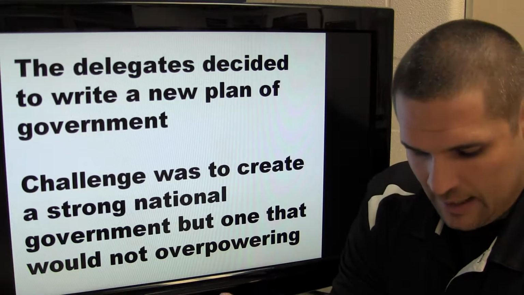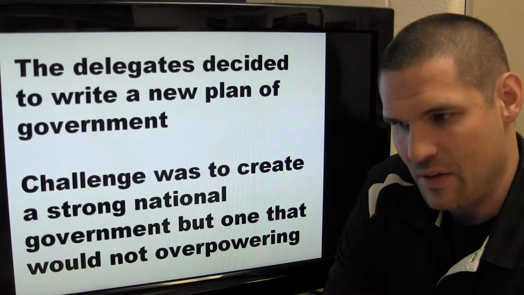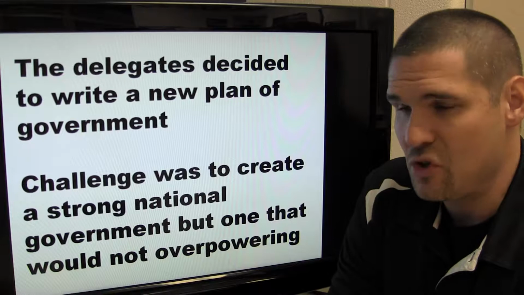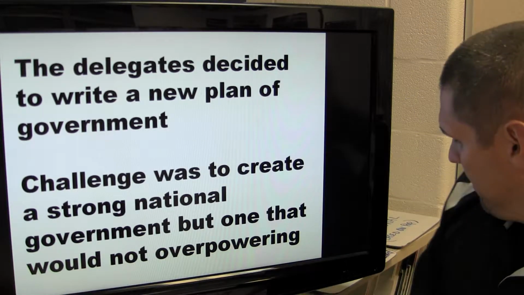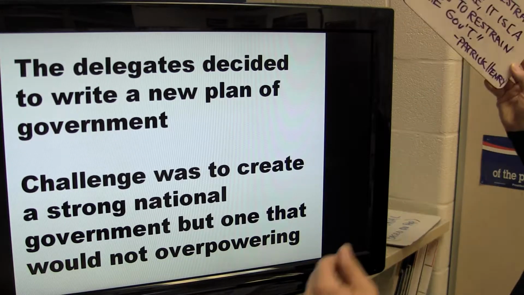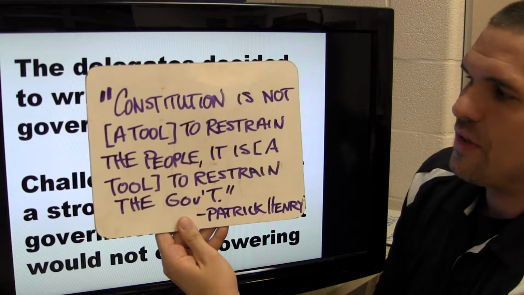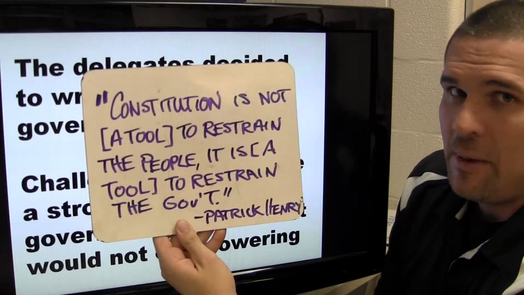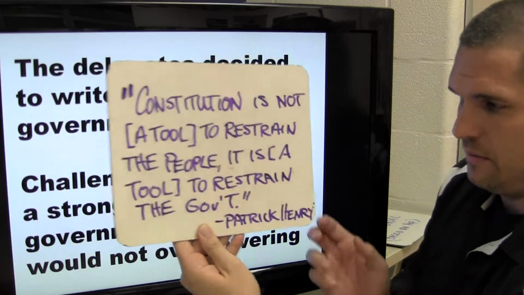I like this one quote by Patrick Henry. He's a guy who brought us the two famous quotes, "If this be treason, then make the most of it," and "Give me liberty or give me death." But another quote I like by him, he says, "The Constitution is not a tool to restrain the people. It is a tool to restrain the government."